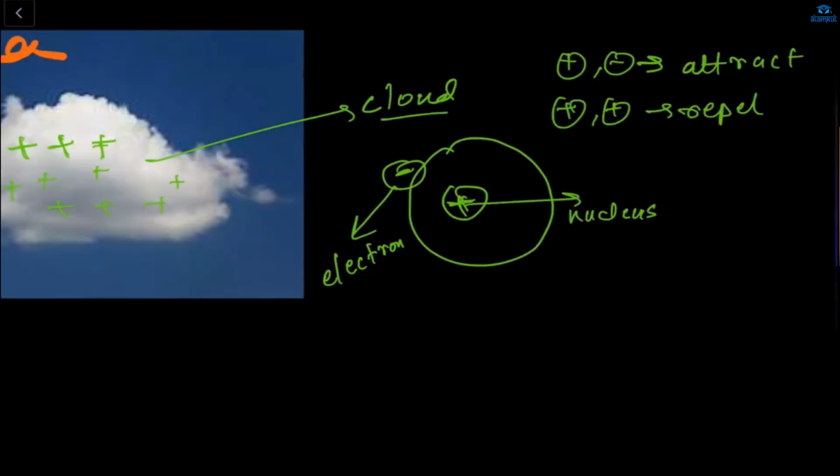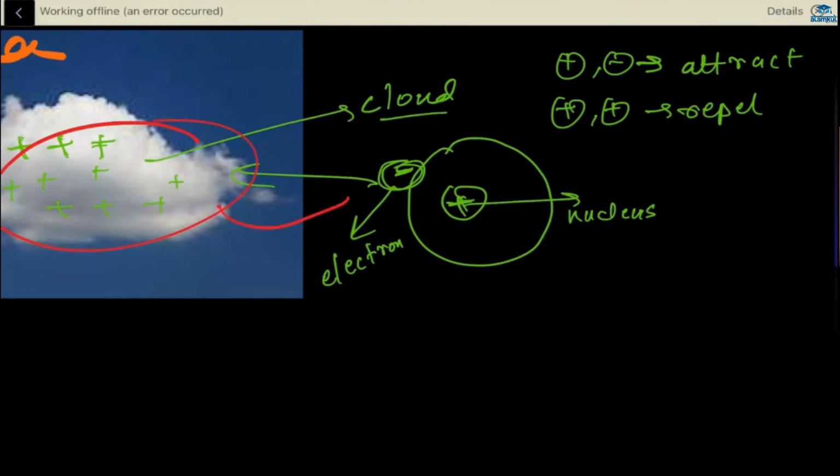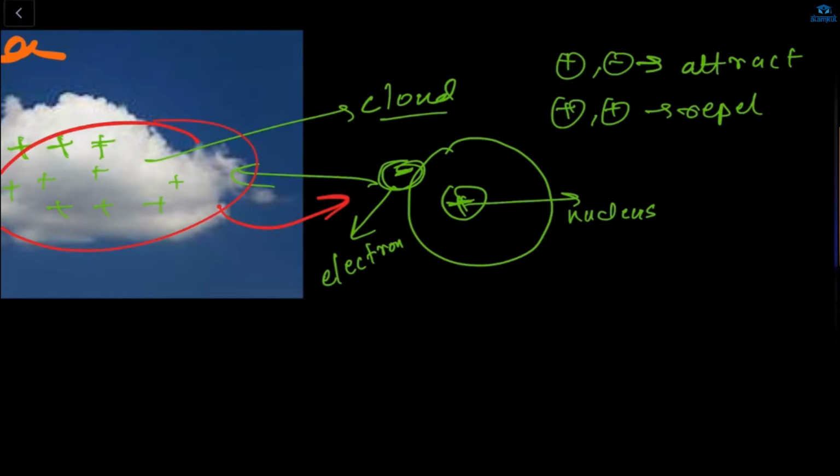And this positive charge will attract electron towards itself, because this is my positive and this is my negative. Positive, negative will attract each other. So this positive thing will attract my negative electron towards itself, right? Yes, ma'am. Because electron is negatively and my cloud is positively charged. So what will happen? This positive charge will move away from nucleus, and it will repel.